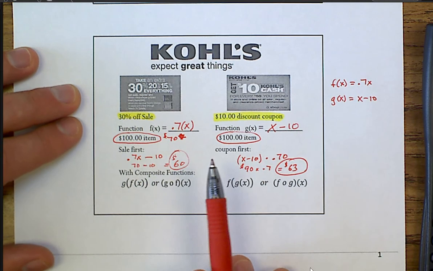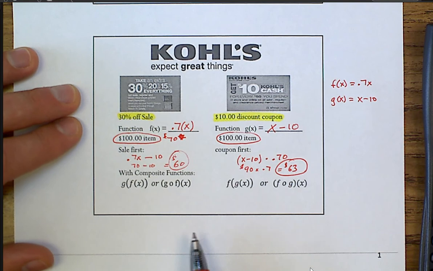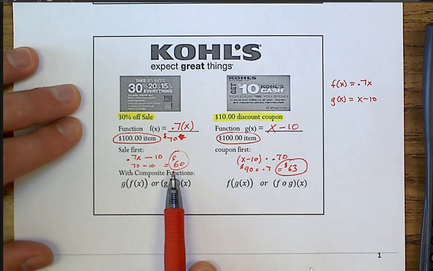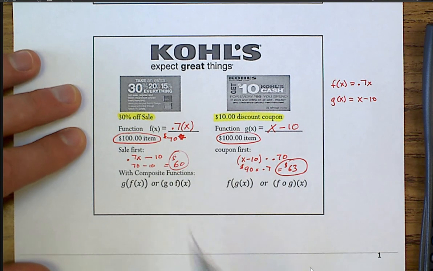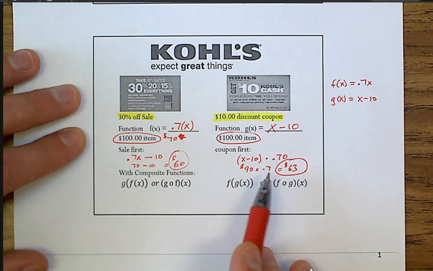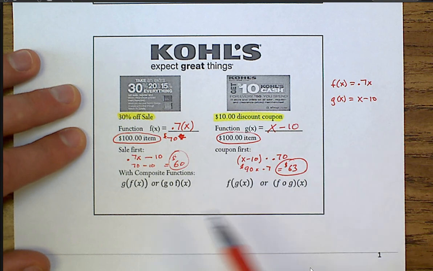So we were able to prove here real quick that if this was a situation that could occur at Kohl's where we could apply two coupons to one item, we would definitely want to take the 30% off first and then subtract the $10 second. We would save $3, okay? That is an example of a composite function, when you're basically inserting one function into another.